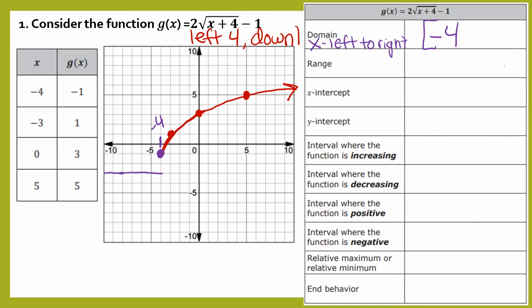All right, so looking to the right, does that graph ever stop? No, so your x's will keep getting bigger and bigger forever to infinity. So we're going to say the domain would be going off to infinity. And what do we always put around our infinities? Parentheses.